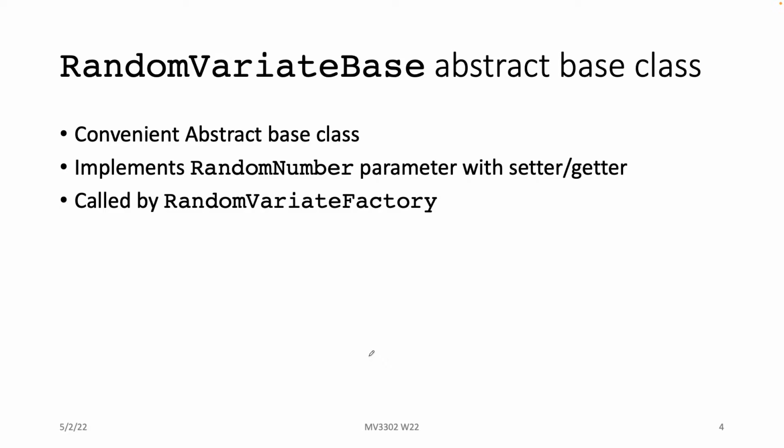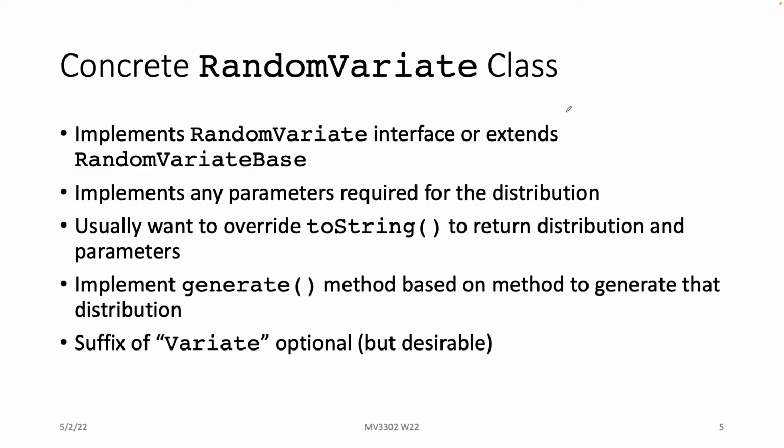As I said, the abstract base class just implements a little piece of it. It has the random number parameter with the setter and the getter. Okay, so for the concrete class, we can either implement the random variate interface or extend random variate base.